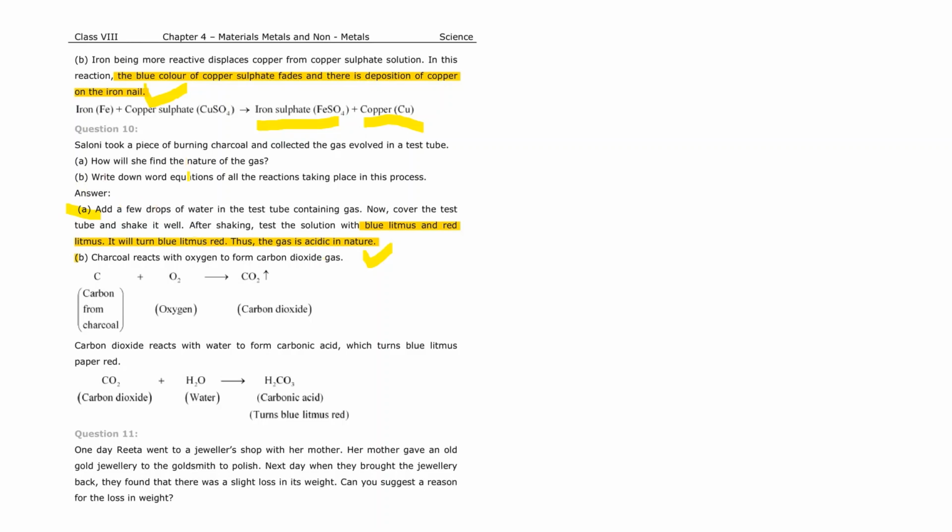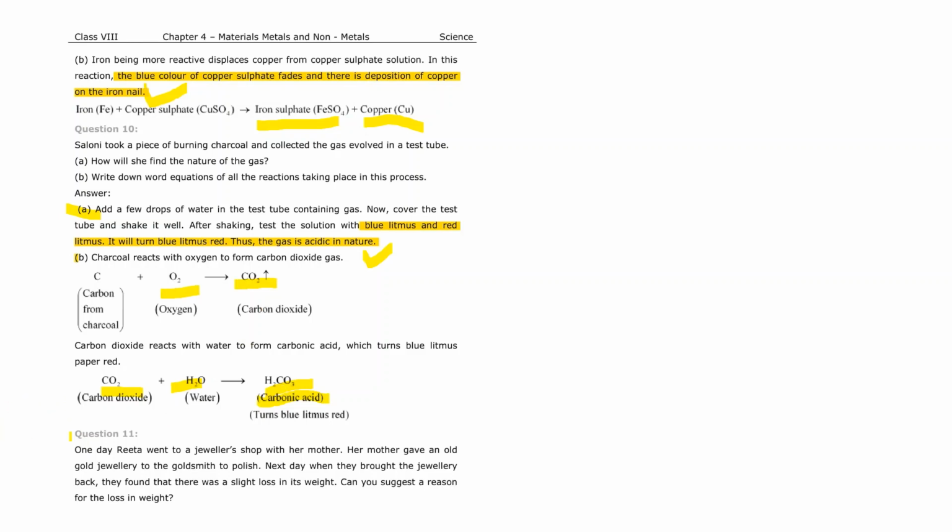So write down the word equations of all the reactions taking place in this process. So charcoal, when reacted with oxygen, forms carbon dioxide, and when we add water to this carbon dioxide, it forms carbonic acid. As this carbonic acid is a weak acid, it turns the blue litmus red.